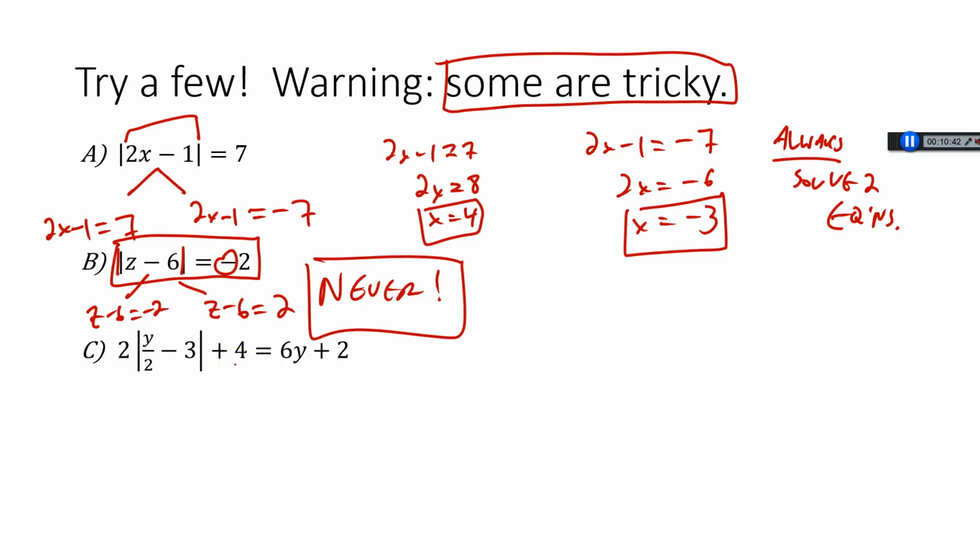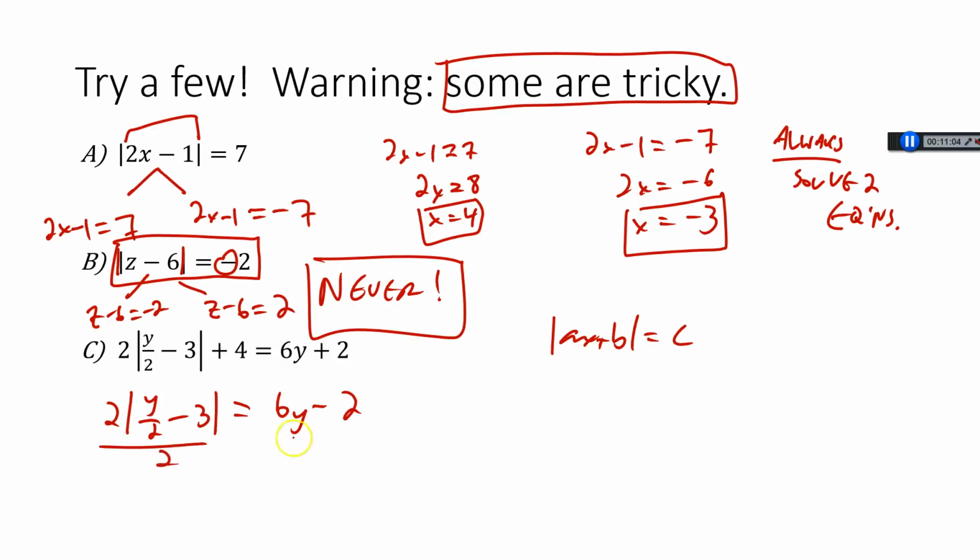Letter C, we're starting this one with some more complicated algebra, and we have to isolate though. Remember, we're trying to get to that absolute ax plus b equal to c. So let's try this one. I'm going to start by subtracting 4. So I have 2 absolute y over 2 minus 3 is equal to 6y minus 2, just because we subtracted the 4. Now we'll divide both sides by 2. The entire side by 2, right? So we have absolute y over 2 minus 3 equal to 3y minus 1.